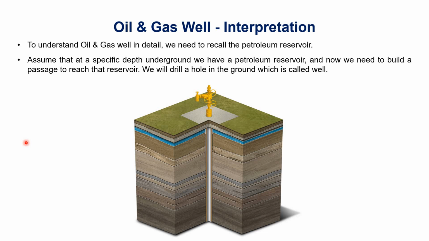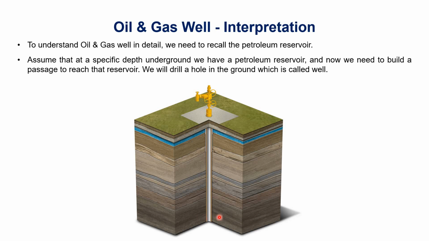In our previous tutorials, when we were discussing the petroleum reservoir, we came to know that a petroleum reservoir is something which is present underground, a collection of hydrocarbons. So below the earth's surface, here is the earth's surface, at a certain depth, let's say 10,000 feet, there is an accumulation, or a collection of hydrocarbons, that is oil and gas. That collection of hydrocarbons is called petroleum reservoir.